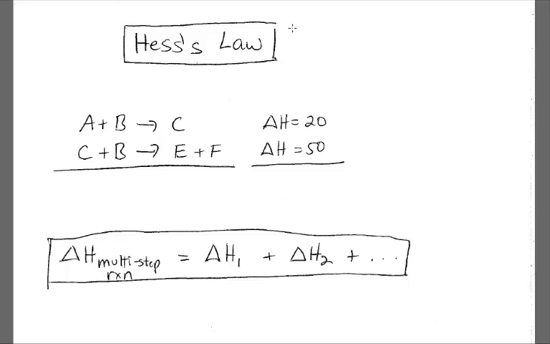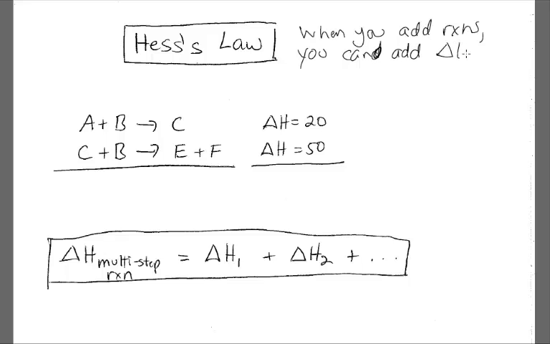This lesson is on Hess's law, which tells us that when we add chemical reactions together, we can also add the delta H's associated with them. So let's write that. When you add reactions, you can add delta H's.